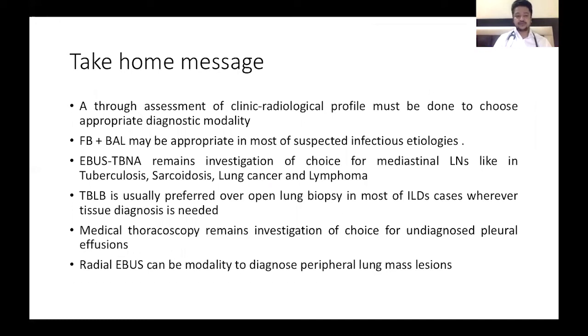Flexible bronchoscopy plus BAL may be appropriate in most suspected infectious etiologies, and EBUS TBNA remains the investigation of choice for mediastinal lymph nodes, like in tuberculosis, sarcoidosis, lung cancer, and lymphoma. TBLB is usually preferred over open lung biopsy in most ILD cases wherever tissue diagnosis is needed, and medical thoracoscopy remains the investigation of choice for undiagnosed pleural effusion. Radial EBUS can be a modality to diagnose peripheral lung mass lesions in particular selected patients.